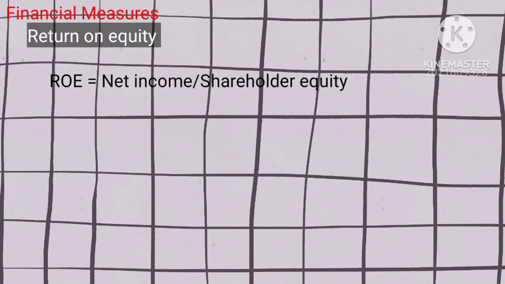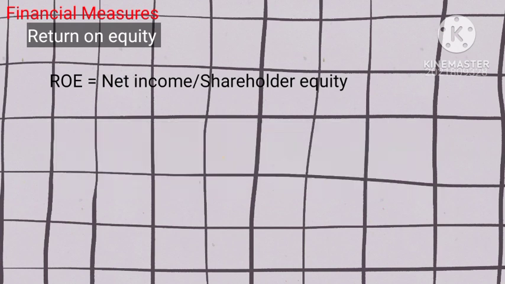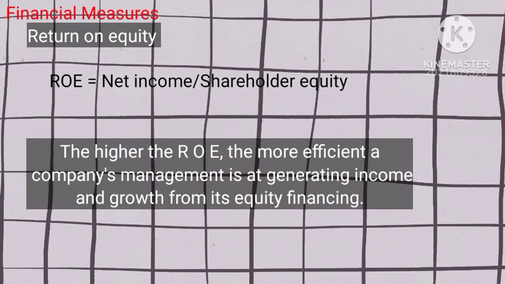First, what is return on equity, ROE? Return on equity, ROE, is a measure of financial performance calculated by dividing net income by shareholders' equity. Because shareholders' equity is equal to a company's assets minus its debt, ROE is considered the return on net assets. ROE is considered a gauge of a corporation's profitability and how efficient it is in generating profits. The higher the ROE, the more efficient a company's management is at generating income and growth from its equity financing.